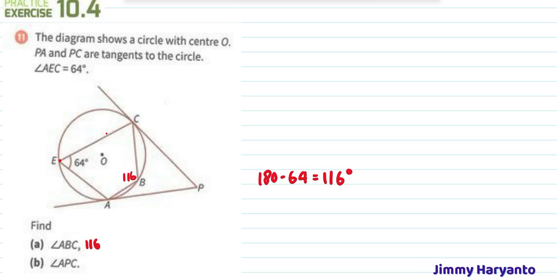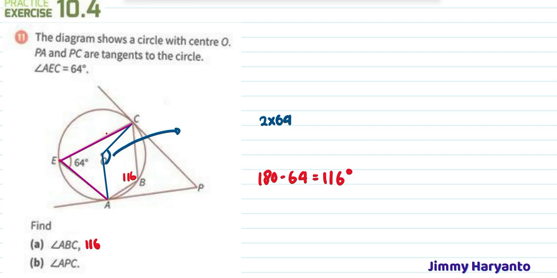And then what next? I think I have to draw this line. Okay, this is the center angle, and this one is the circumference angle. That means to find this one, you only have to multiply the 64 by 2. So you'll have 128 as the result. This one is 128.